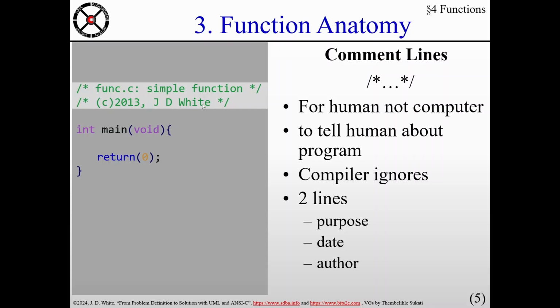So the computer will not be reading this. This will be thrown away as soon as you run the program in the compiler, GCC. This line will all be thrown away, so it won't go any further. So it's for the human, not the computer. It tells the human about the program, and the compiler ignores it. So I suggest you use 2 lines to give the purpose, date, and the author of the program. This is a suggestion by me.